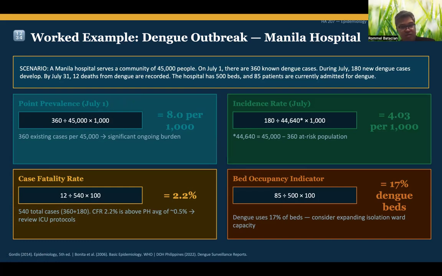8 persons with dengue per 1,000 population. So on July 1, 8 out of every 1,000 community members were already living with dengue. For a hospital administrator, this tells you the pre-existing burden entering the month of July: the cases already in the system before any new ones arrive.